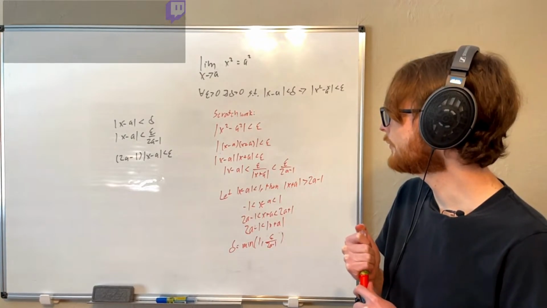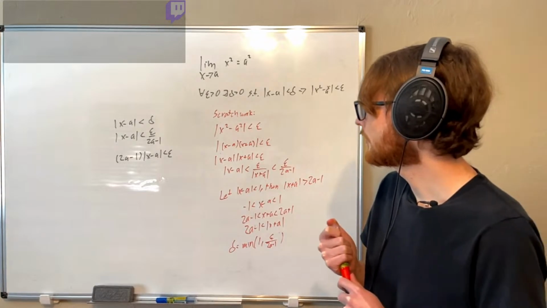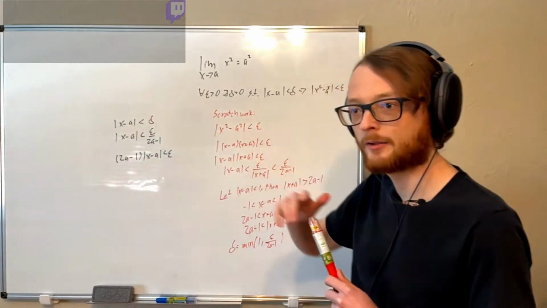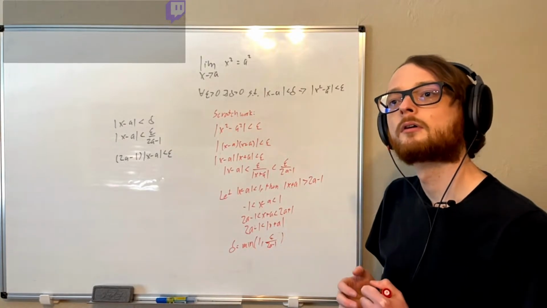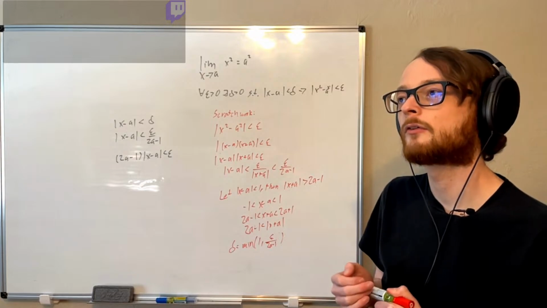So what happened before is we just had that was 6, and 6 is just a positive number. Here, we're not assured that's a positive number. So, because we have to consider negative a's.